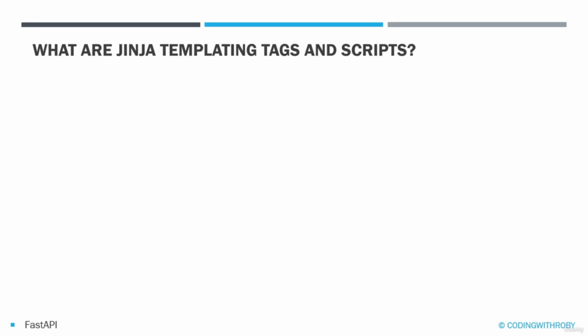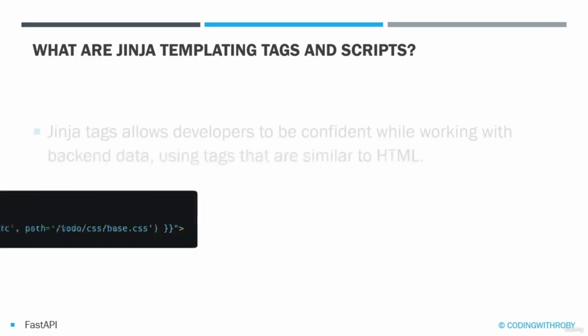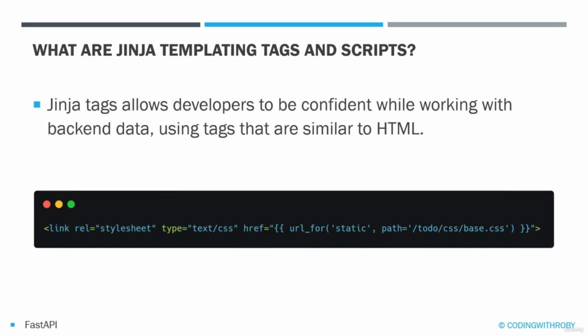What are Jinja templating tags and scripts? Well, Jinja tags allow developers to be confident while working with backend data using tags that are similar to HTML. In the code image provided, we can see that the href is dynamically grabbing the CSS from the base.css in a specific path. This overall means Jinja is grabbing the relative path and configuring the CSS automatically. The double brackets and the URL path to CSS is extremely powerful and dynamic.